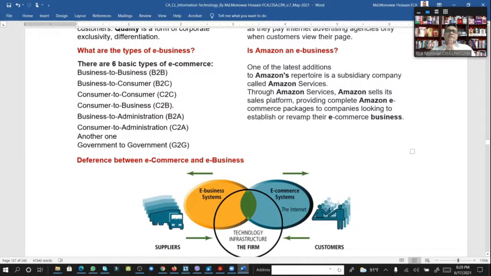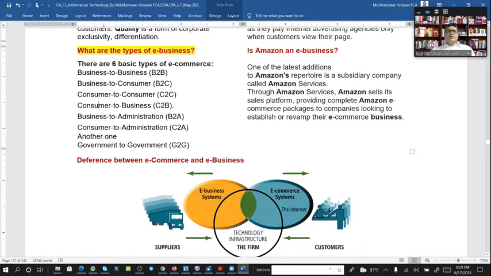So what are the types of e-business? There are basically different types of e-business models. One is business to business, B2B. Then business to consumer, B2C; consumer to consumer, C2C; consumer to business, C2B; business to administration, B2A, or business to government; consumer to administration, C2A, also called consumer to government, C2G; and another one, government to government, G2G.